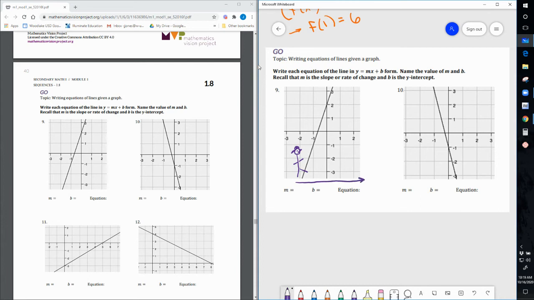So if Tom is walking to the right, is he walking uphill or downhill? Uphill is a positive slope, and downhill is a negative slope. That's the easiest way to know which is which. So for this equation, I'm going to put right here for my m that we know it's going to be positive, so I don't make that mistake.